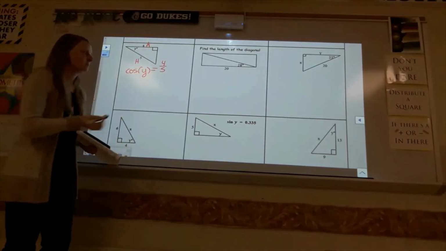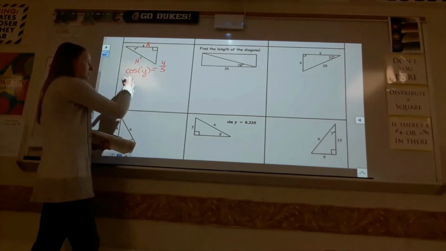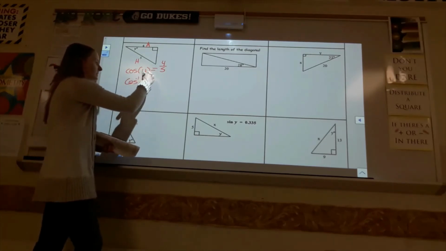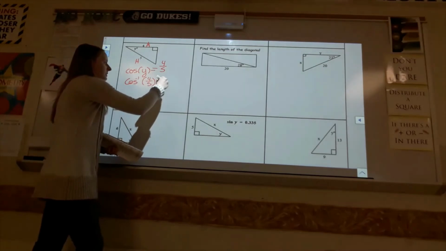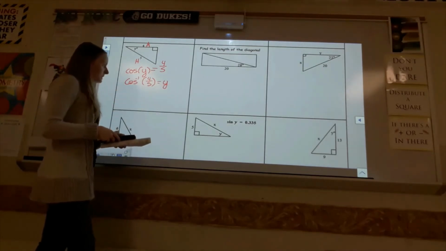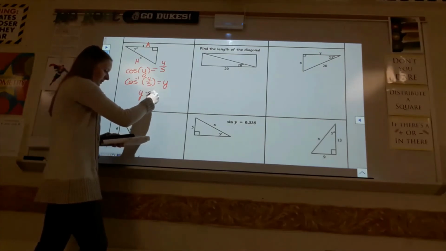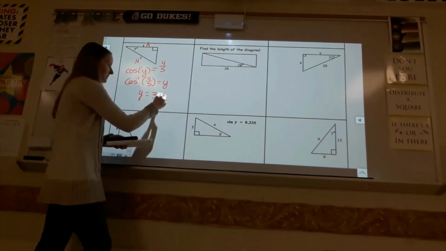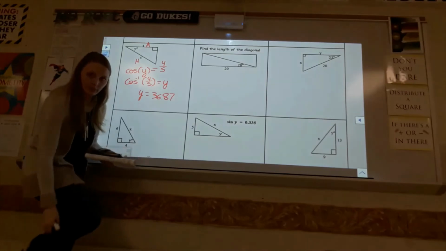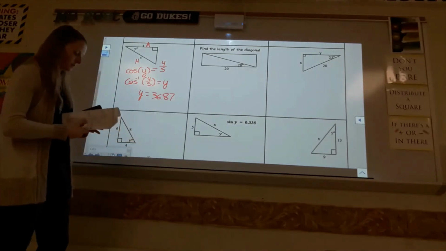This is where inverse trig comes in. I want to switch these two, so I'm going to use inverse trigonometry to do that. And then I can do second cosine, 4 over 5, gives me 36.87. Okay, hopefully you guys got that as you're working through.